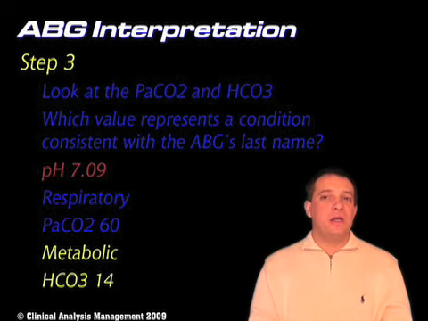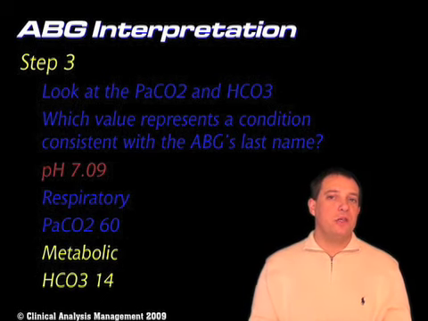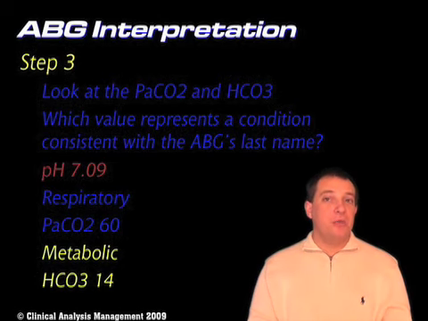And when we look at the bicarb, we see that the bicarb is 14. Is that acidotic, alkalotic, or normal? Well, we know a normal bicarb is 22 to 26. This is 14, and we know that anything less than 22 would be acidosis. So which one matches the pH? Well, with this blood gas, you see both match the pH. You've got respiratory acidosis and you've got metabolic acidosis.